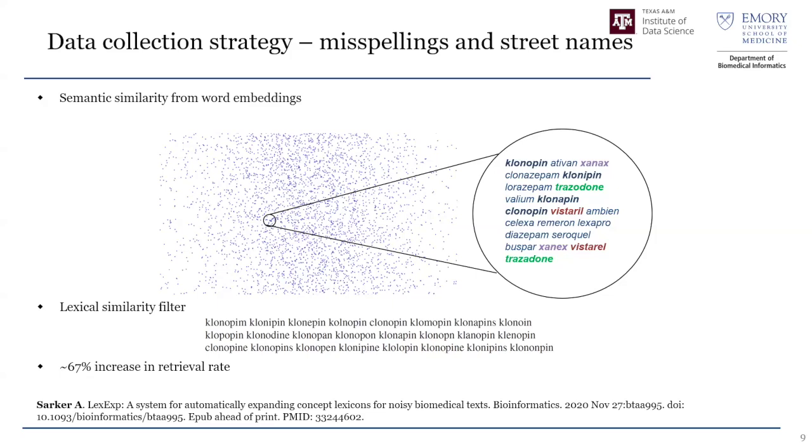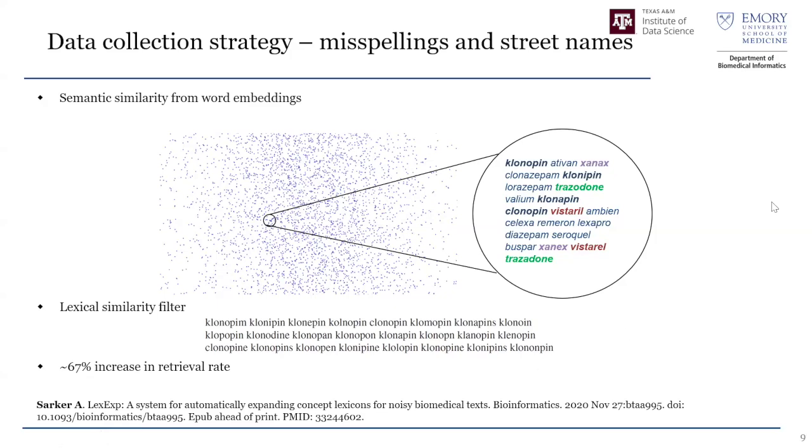So one of the strategies we use, for those of you who are familiar with word2vec, is that we learn these vector representations using word2vec from text. And we know that words that appear in similar contexts appear close together in vector space, right? Misspellings of drug names like clonipin and clonopin appear in the same context as the correct spellings themselves, and as a result, they will have similar vector representations, right?